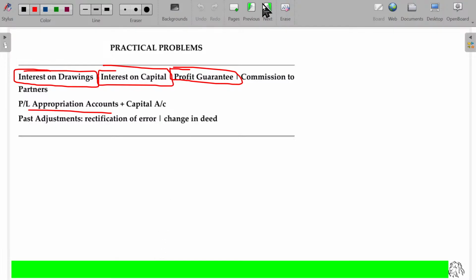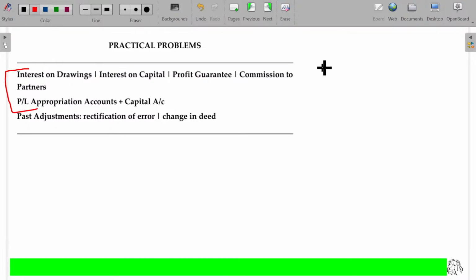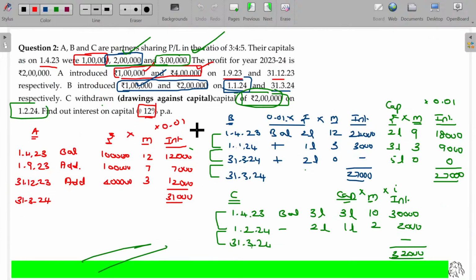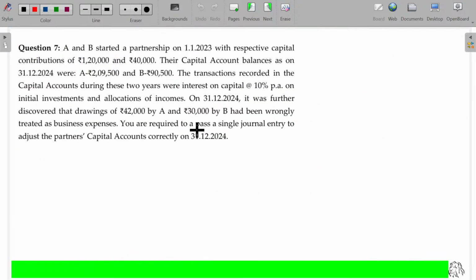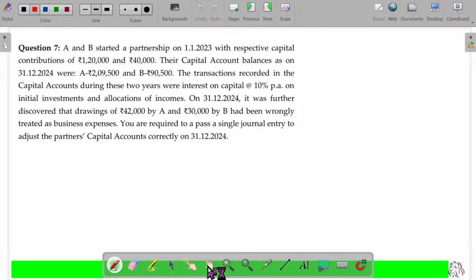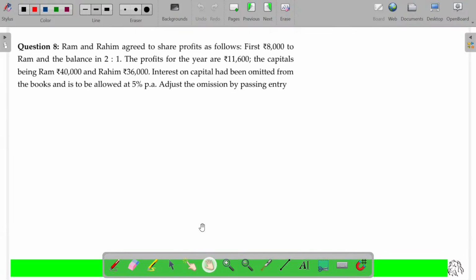So in practical problems, we have completed these concepts: P&L appropriation, capital account, and calculation of interest on drawings, capital, treatment when the guarantee is given to the partners, minimum profit, commission payable to the partners. All the four items separately we discussed with small illustrations. Now we'll start with past adjustments, rectification of errors as well as change in details. Clear? You have to try lots of illustrations on past adjustments so that your understanding level will improve.